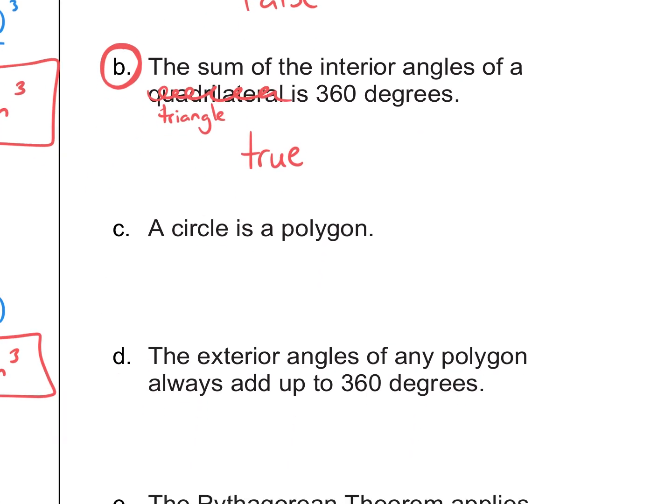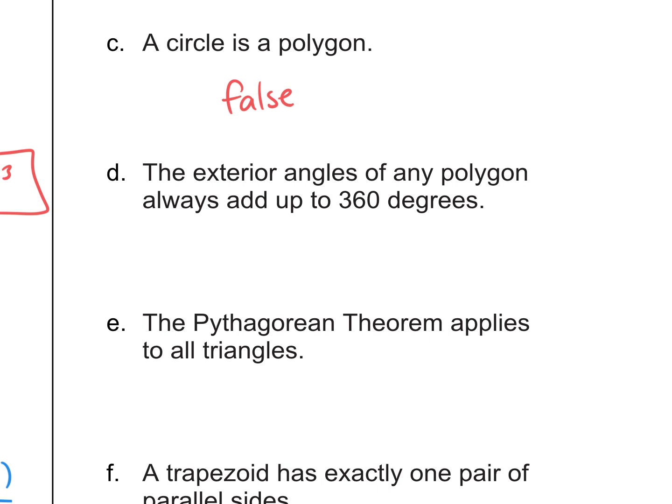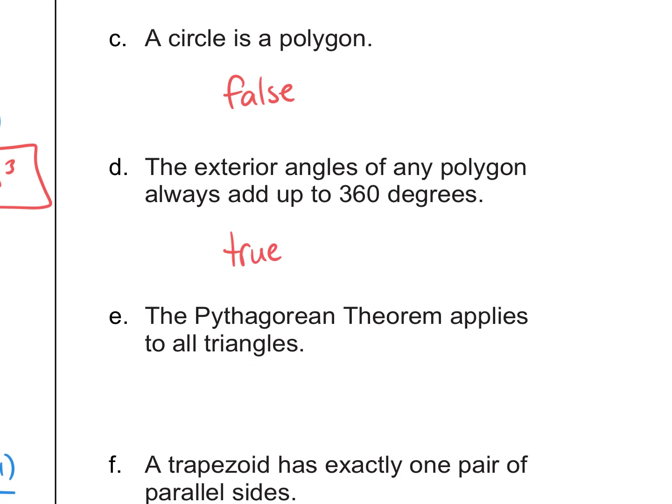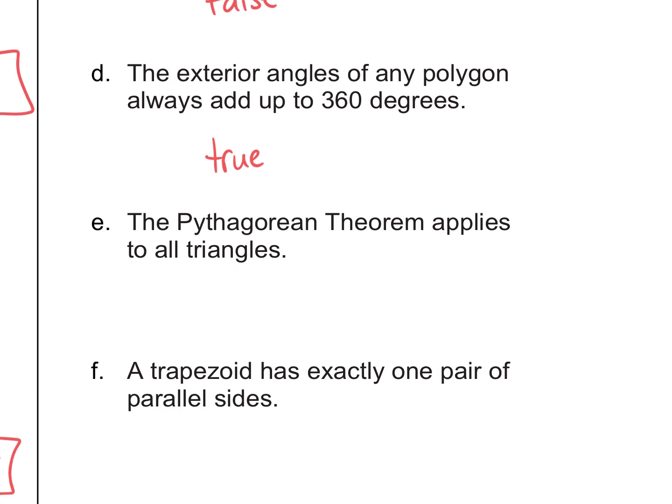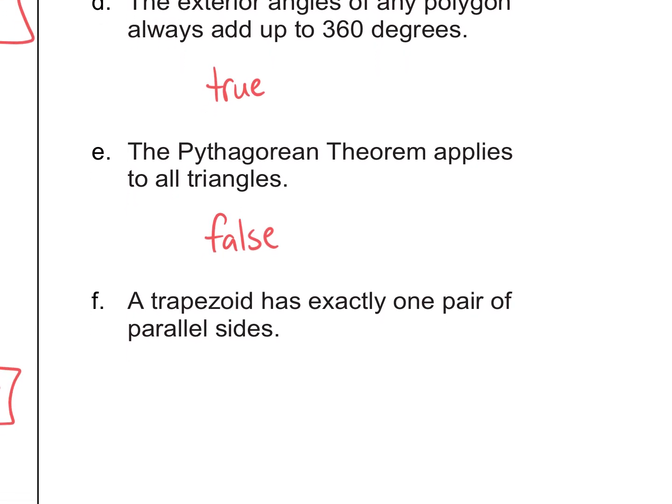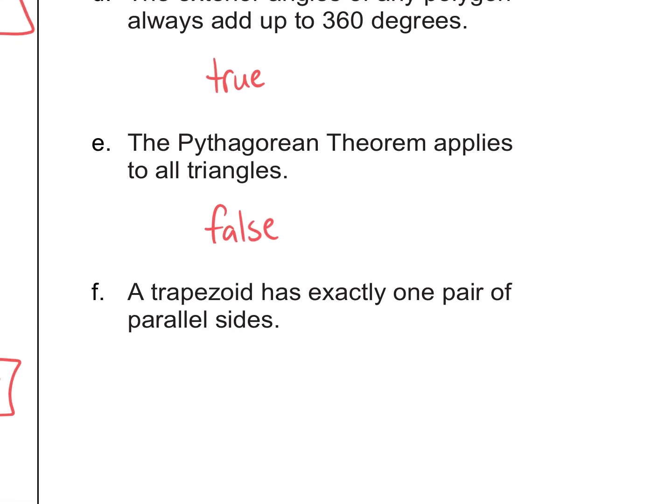Part C, a circle is a polygon. Why is this one false? It's round. It doesn't have any sides. Yep. Remember, is a sphere or a cylinder or a cone, is that a polyhedron? No. Part D, the exterior angles of any polygon always add up to 360. True. E, the Pythagorean theorem applies to all triangles. Why is that false? Only right triangles. Good. And a trapezoid has exactly one pair of parallel sides. True. Yep.